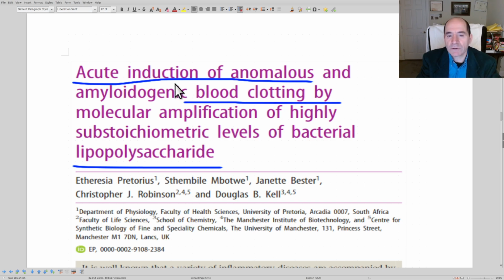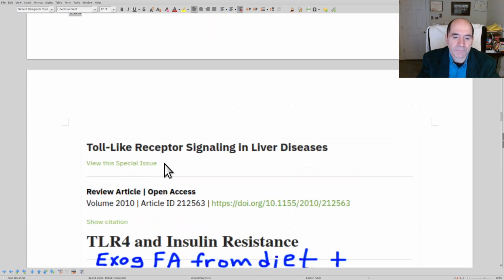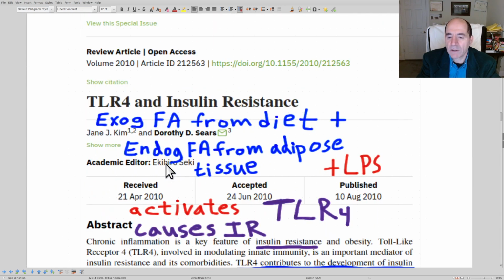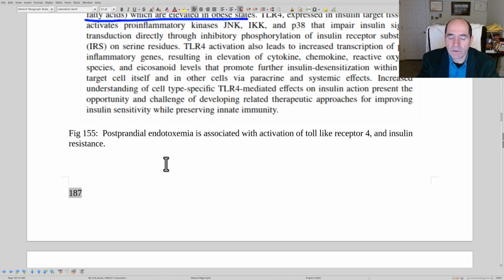So induction means causing amyloidogenic type clots, the dense matted deposits that are very difficult to dissolve, unlike the good old-fashioned piece of spaghetti linear type clots, and due to bacterial lipopolysaccharide, which we usually just call LPS. Okay, so here's one of the papers. And I'm letting you know about Doug Kell and Etheresia Pretorius because I think that really helps a person's education to know them. They're really smart, innovative scientists. They're really good. Okay, and this just talks about activation of toll-like receptors.